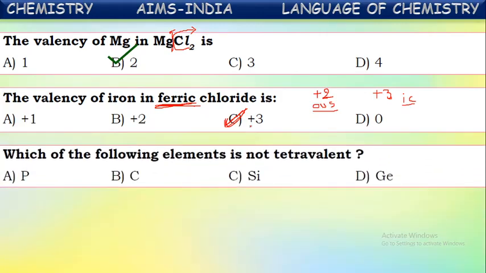Which of the following elements is not trivalent? Sorry, tetravalent. Tetra means 4. Tetravalent means the element with valency 4. Generally, carbon group or carbon family elements exhibit valency 4. Carbon, silicon, germanium all belong to the same group, and all these elements exhibit valency 4. Only phosphorus is not an element with valency 4. It can exhibit a valency of 3 only. We write the formula of the phosphide ion as P minus 3, so its valency is 3, not 4. So it is a trivalent element, not a tetravalent element. So phosphorus is the correct answer.